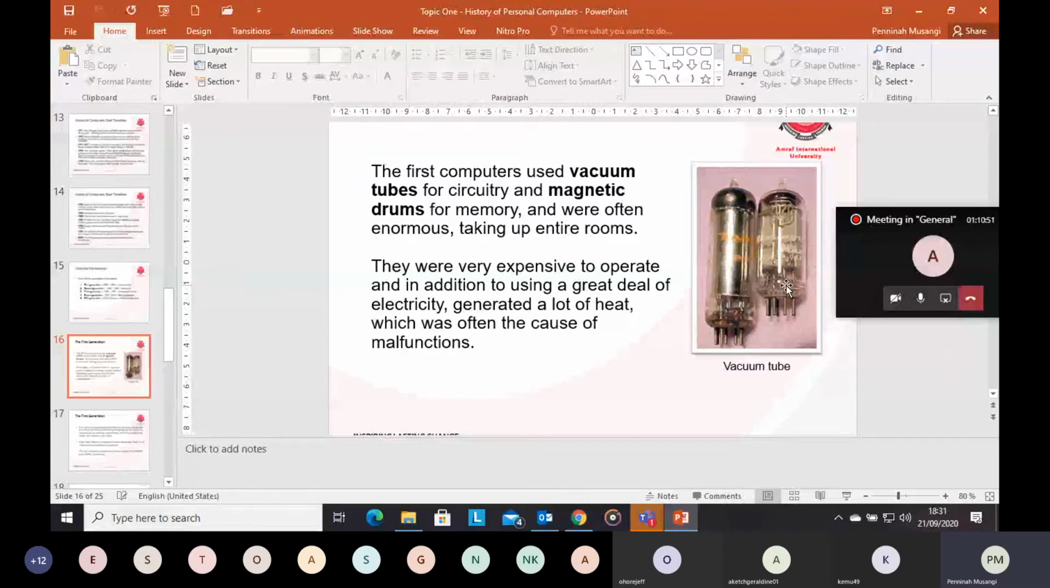And this meant they generated a lot of heat. So there was the issue of overheating, a lot of heat wherever the computer was. And that overheating caused malfunctions. So computers were failing because of overheating. They used to malfunction so frequently.